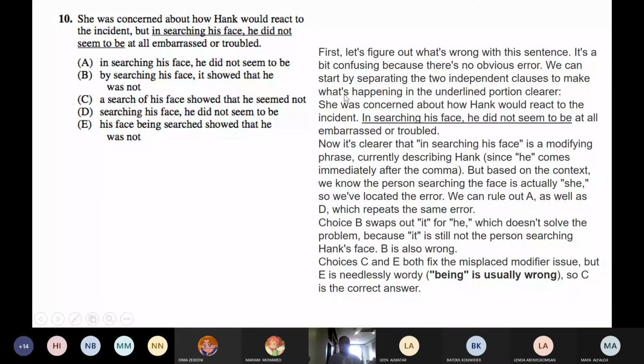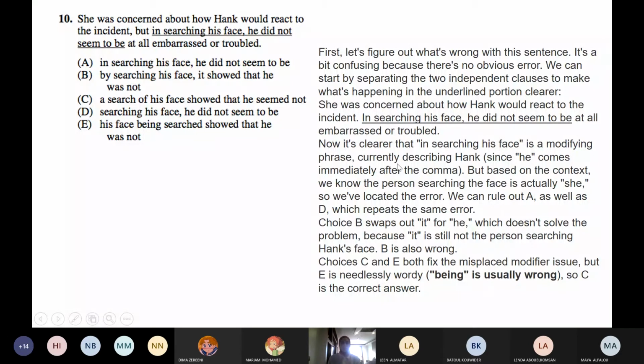In searching his face, he did not seem to be at all embarrassed or troubled. So here, make it another independent clause, because we know that independent clauses are connected by comma but. So remove comma but and separate the clauses. In searching his face, he did not seem to be at all embarrassed. Now it's clear that "in searching his face" is a modifying phrase.